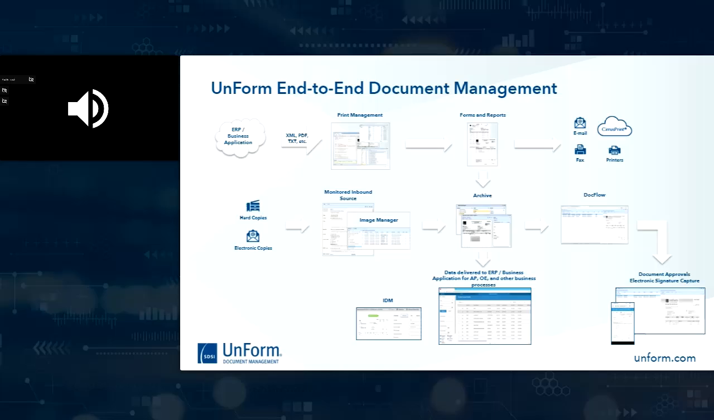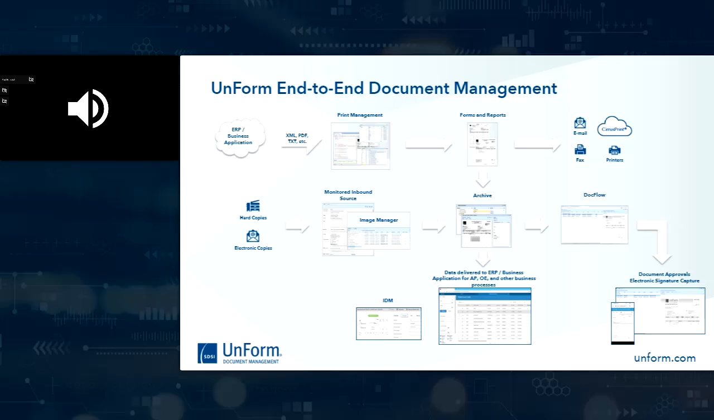And then in addition to Image Manager, Archive, and Print, we also have DocFlow, which allows you to route documents based on a particular business process. So you may have to route expense type invoices for approvals and GL assignment prior to entry. So you can use DocFlow to do that.